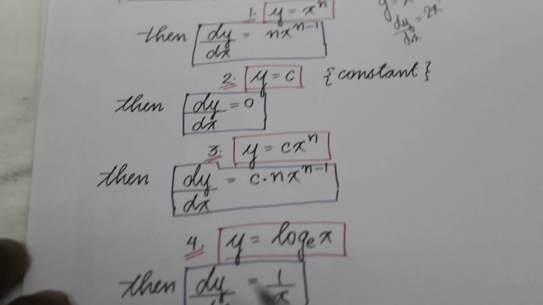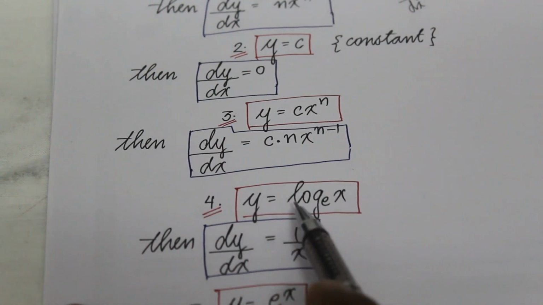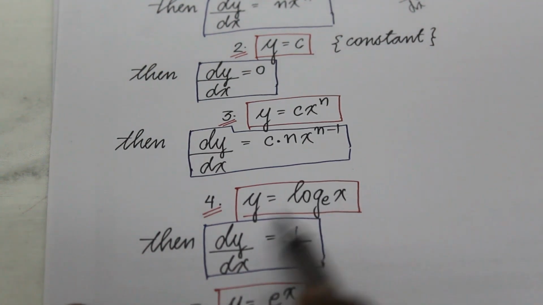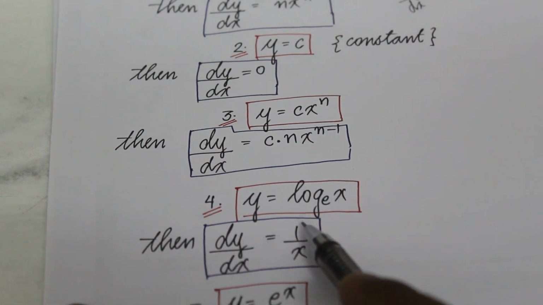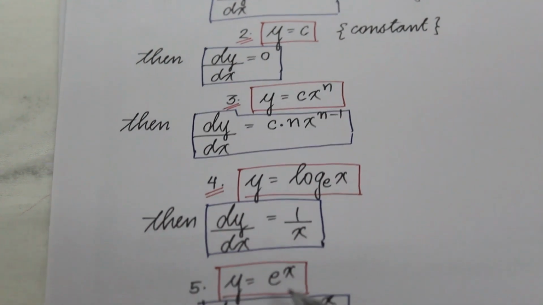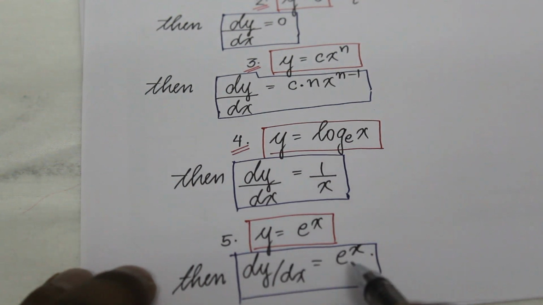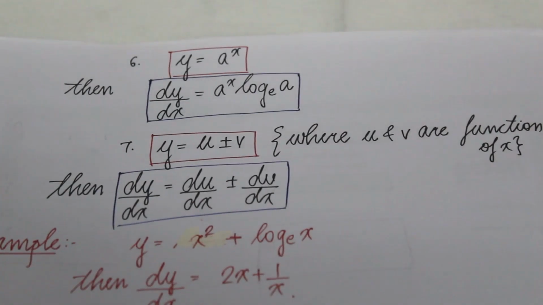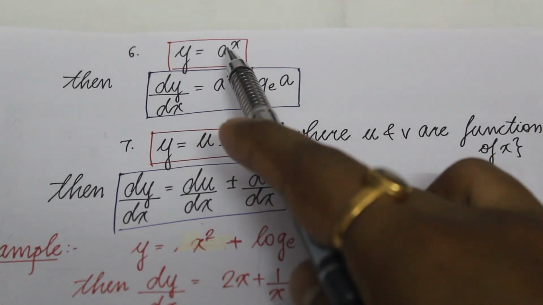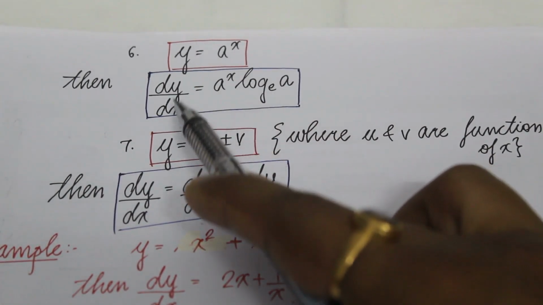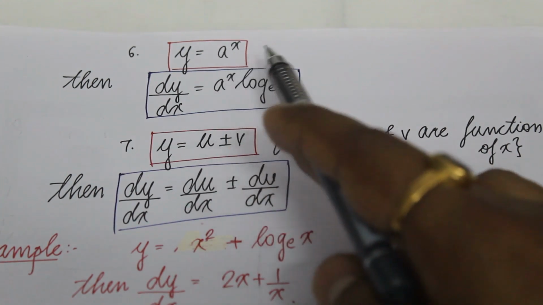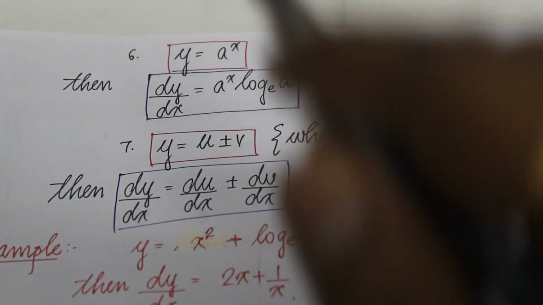Moving on, if y is equal to log to the base e of x, then dy by dx is always equal to 1 by x. Next, y is equal to e to the power x, then dy by dx is again e to the power x. There is no change. Moving on, if y is equal to a to the power x, then dy by dx is a to the power x log to the base e of a.